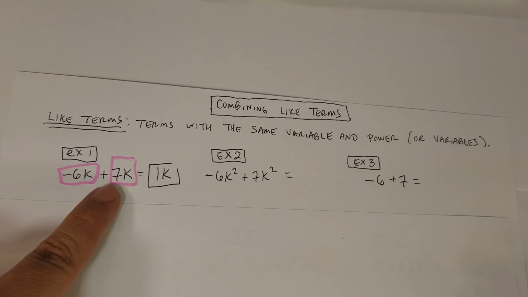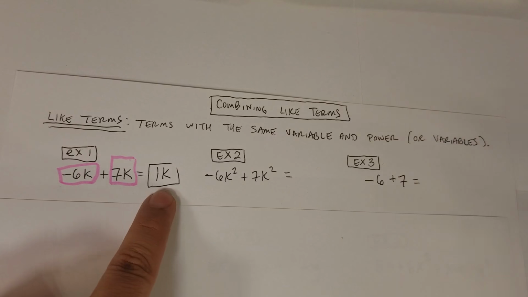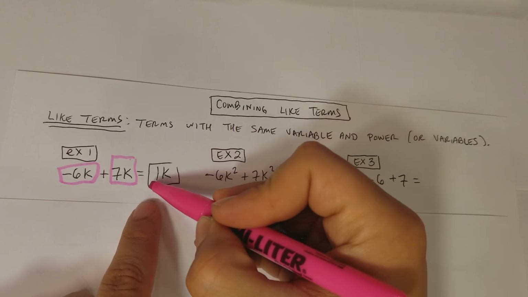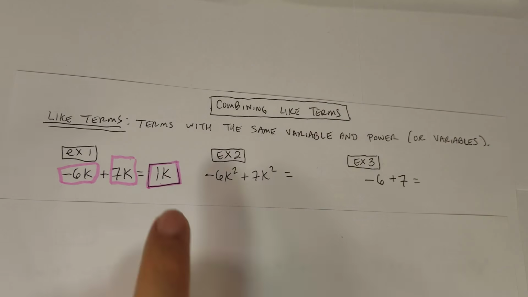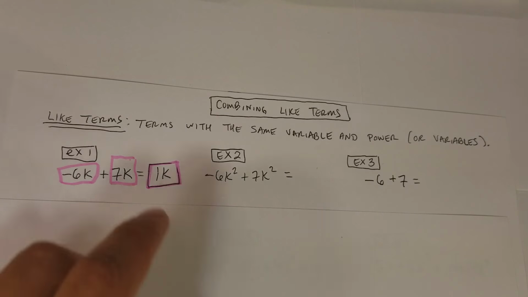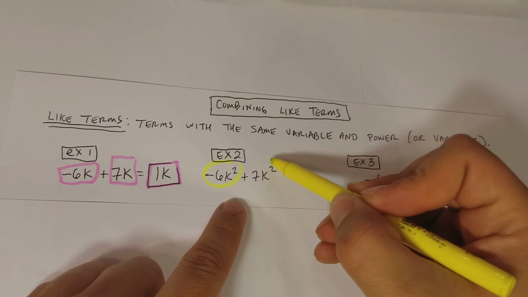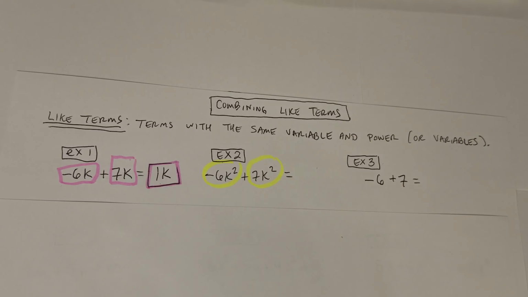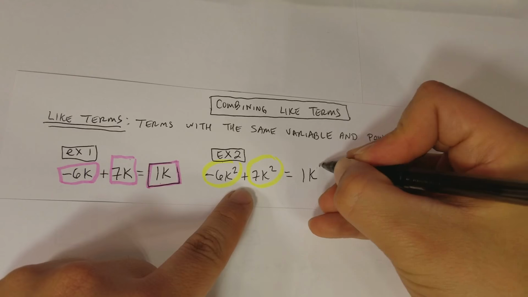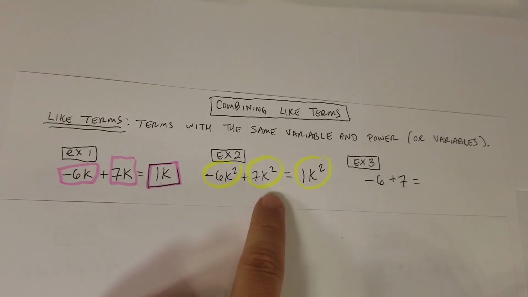Again, this is just like the integer operations problems. The only difference is that we actually have a variable at the end. So -6k plus 7k is equal to 1k. Same exact story in the other example, example number 2. It's -6, +7. The only difference is that it goes from k to k squared, so the answer is going to be 1k squared. So that term that they both share will actually stick all the way to the end of the problem.